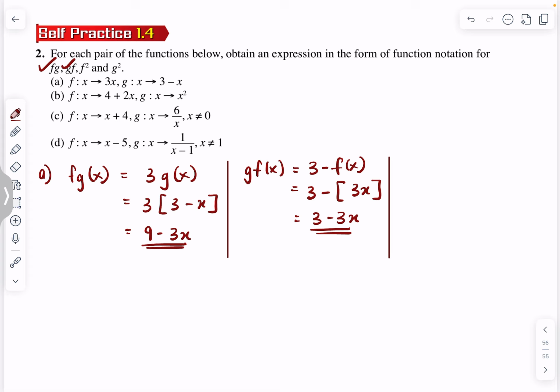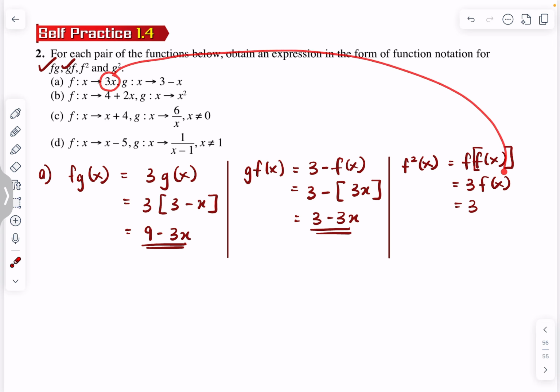Okay, it's done. Next, f squared. So f squared x is the same as f of f(x). f(x) is 3x, f(y) is 3y, so f of f(x) would be 3 of f(x). And then f(x) is 3x, so we sub this into the f(x), so you get 3 times 3x, you get 9x.